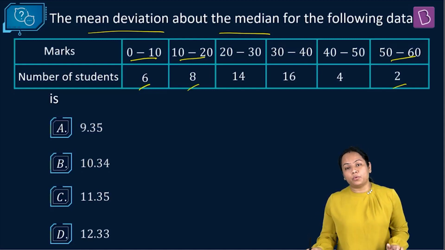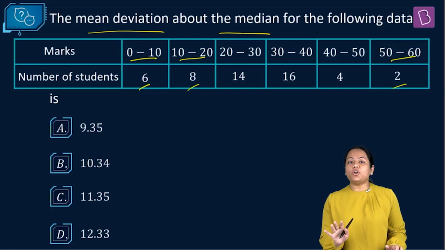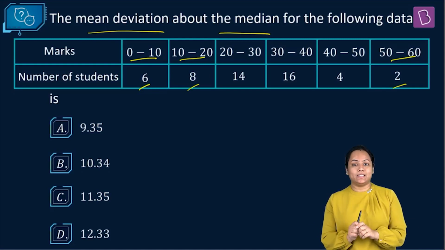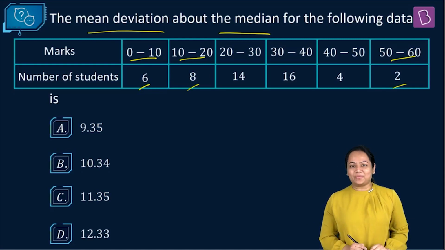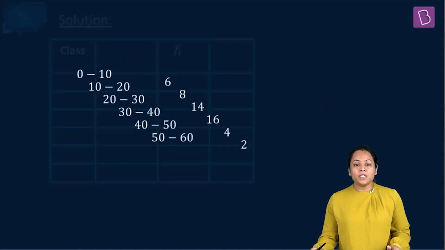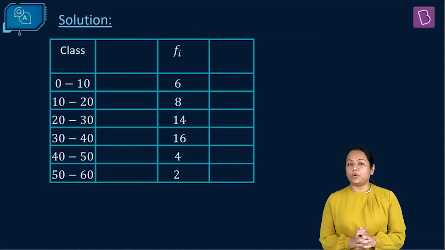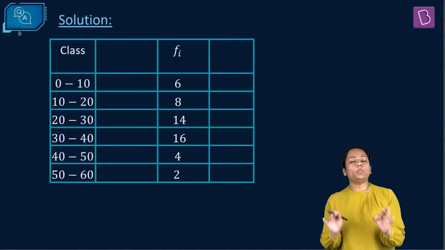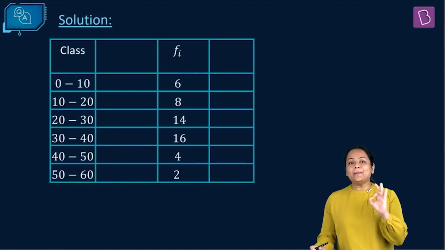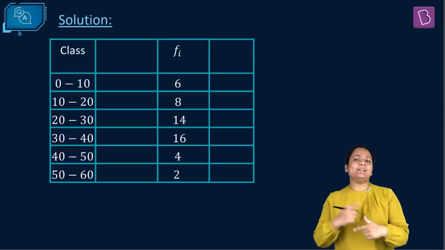How are we going to approach this? Well, first of all, I have to find the median, right? Now to find the median, again, there's a catch over here. You have to remember the process whenever you are dealing with questions like this. Clear? Okay, so let's start with the solution. We have the class and the corresponding frequencies with us. What do we do first of all? To get the median, I have to find some terms over here.